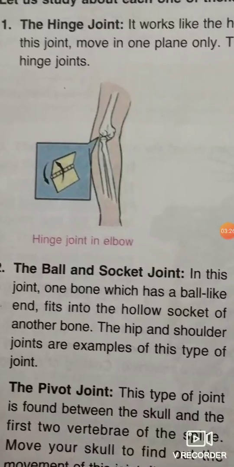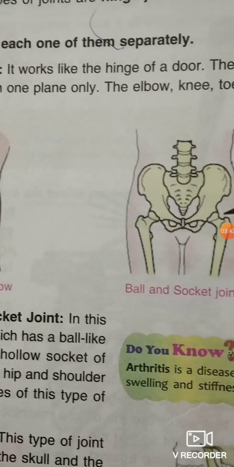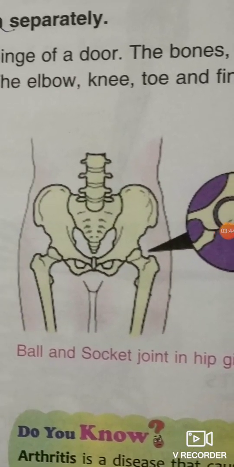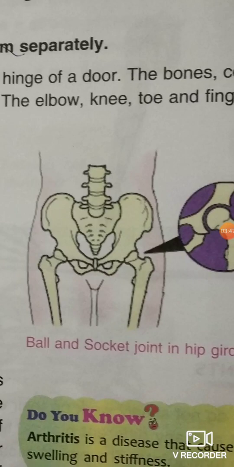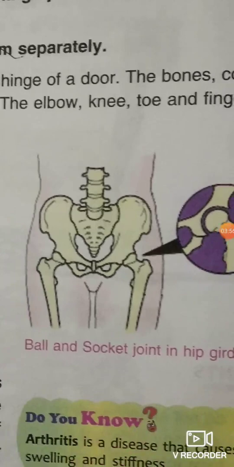Now come to the second joint, the ball and socket joint. Okay, see, in this joint, one bone which has a ball-like end fits into the hollow socket of another bone, and the examples are the hip and shoulder joints. See this in the diagram. Here the black arrow shows the socket, in which the ball-like bone end fits, and then we can move our leg.